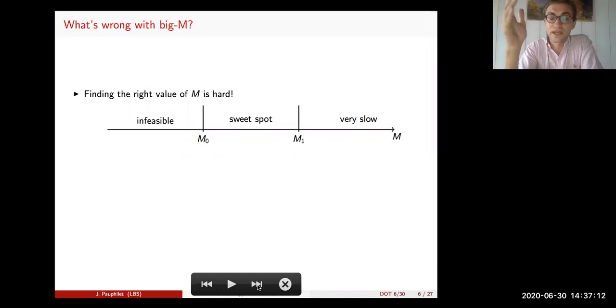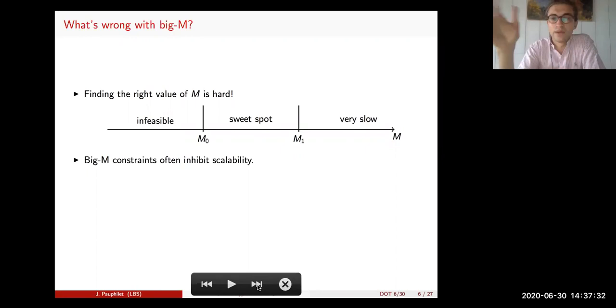You also end up with numerical issues, and convergence of the algorithm might be intractable, slow, or even numerically unstable. So you really want to be in a sweet spot where M is high enough so that the problem is feasible and you don't bias the problem too much, but not too high so you don't run into numerical issues. And so big M constraints in practice can inhibit the scalability of your numerical solvers.